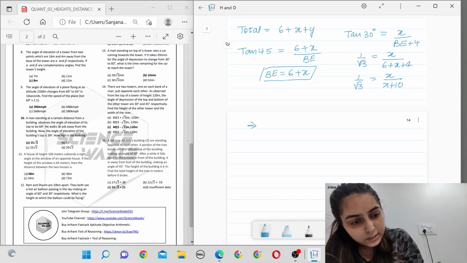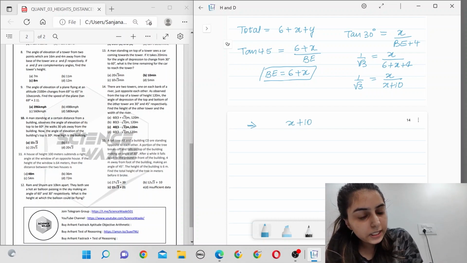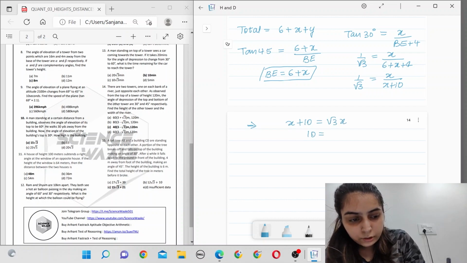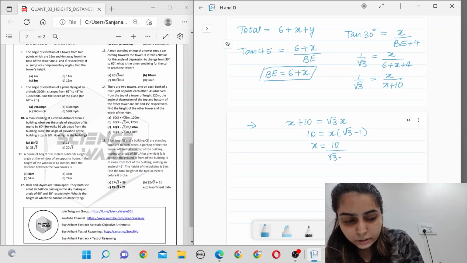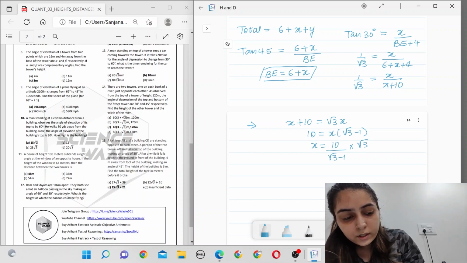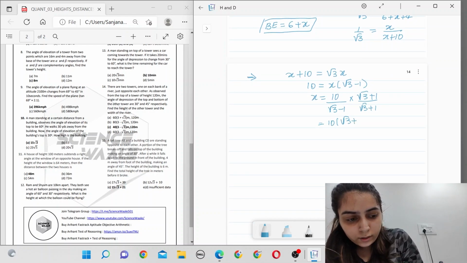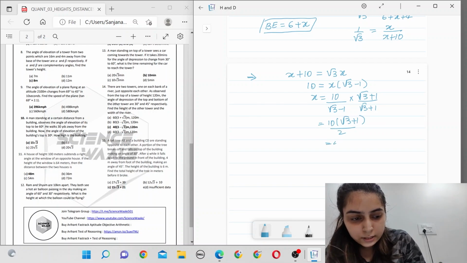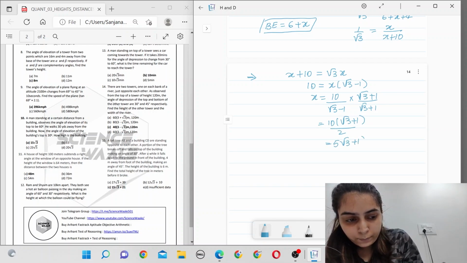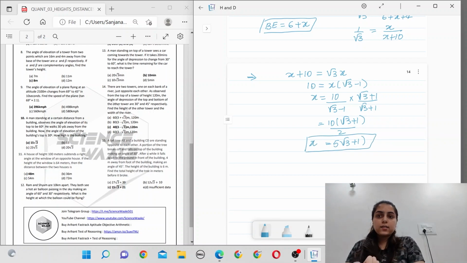So that implies X plus 10 is equal to root 3 X. So 10 is equal to X into root 3 minus 1. So X is equal to 10 by root 3 minus 1. If we rationalize it, it's going to be 10 into root 3 plus 1 by 2. So that is equal to 5 into root 3 plus 1. So now we have got X.